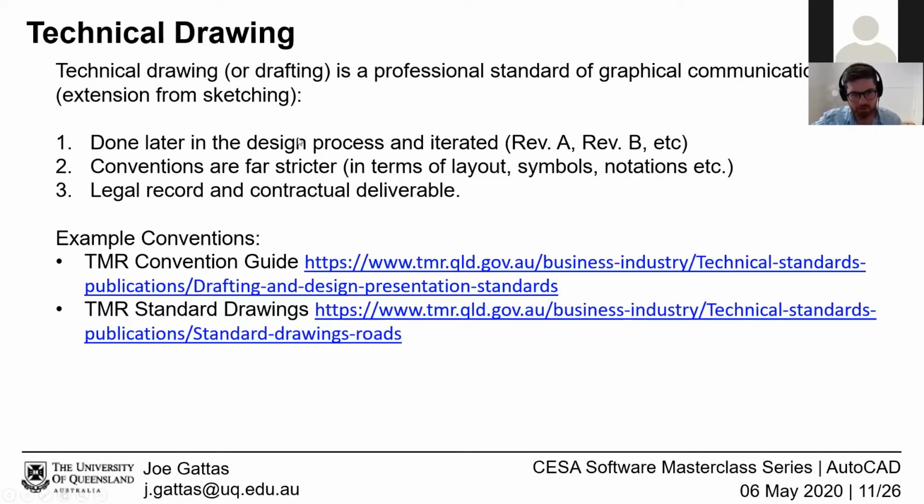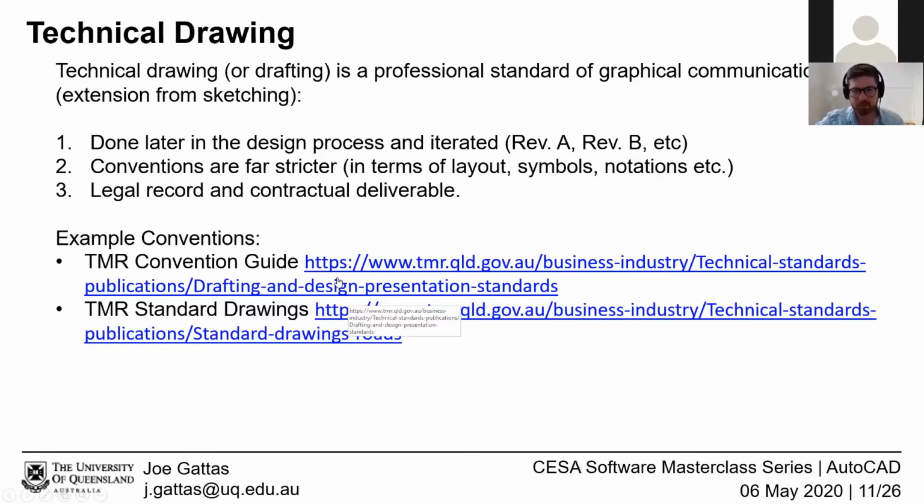But once the technical drawings are started, they're revised. So most technical drawings will be heavily iterated. You'll have revision A through F as the project progresses, and the revision numbers are tracked very carefully as well. The conventions I just mentioned for sketching are quite informal. They're much stricter for technical drawings. I've linked to two convention guides here. You'll see that they're like 80-page documents.